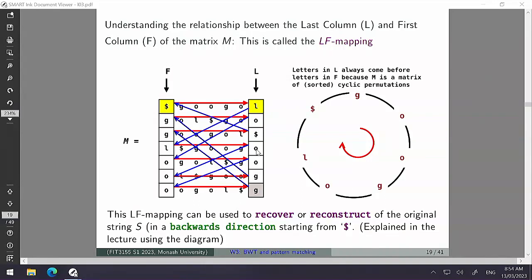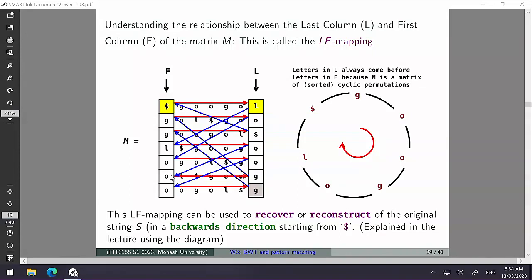Now I'm asking, where does this O fall? By the way, there are many different O's, right? There's a first O there, a second O there, a third O there. But this is basically the second O that we are looking at. Okay, it's the second O that we were looking at. So this second O happens to be at position 6 in the first row.